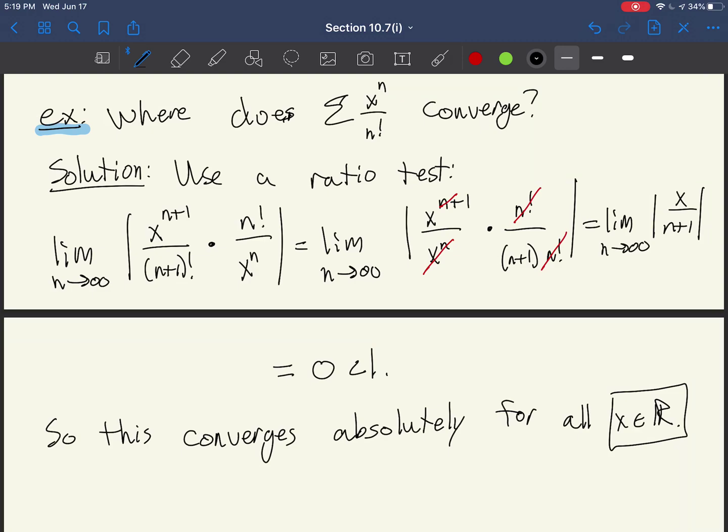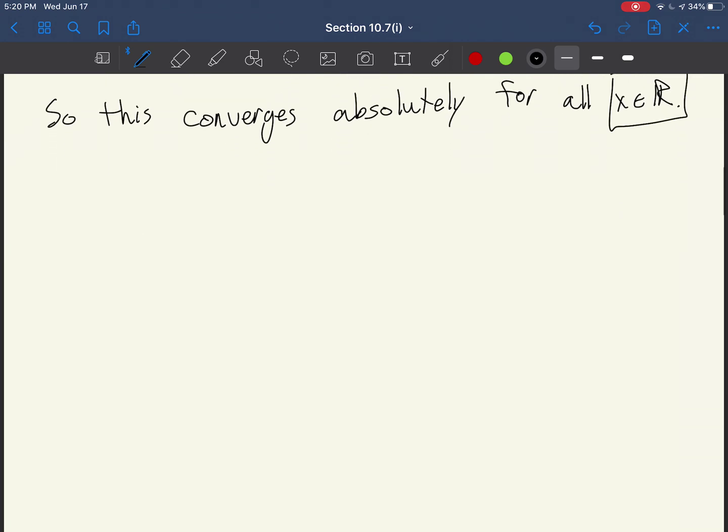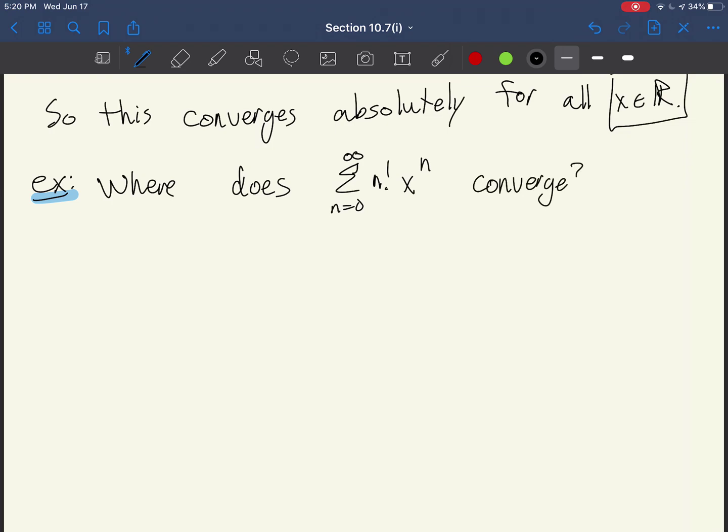So we saw an example where you get a finite region of where x can be to make the series converge. And we also saw an example where x could be anything. So the next question is, will a series always converge? Can we come up with a series that does not converge for any x? So consider this example. Where does the summation from n equals 0 to infinity of n factorial x^n converge?